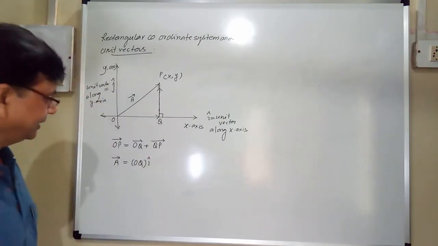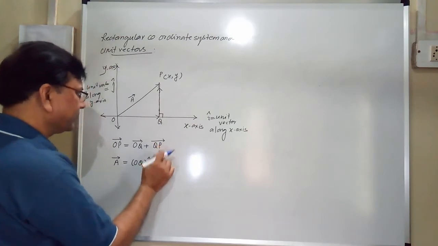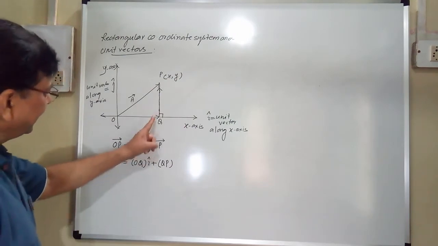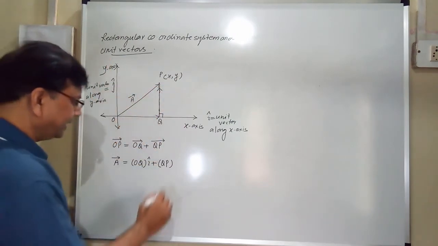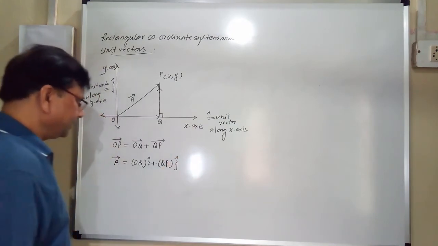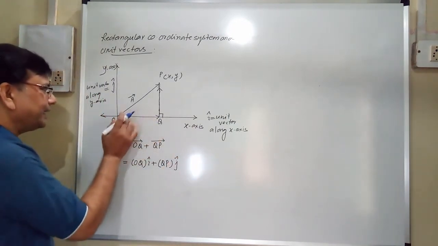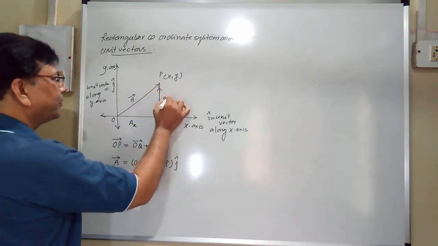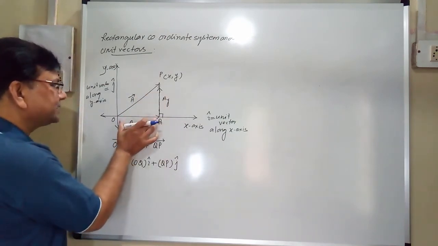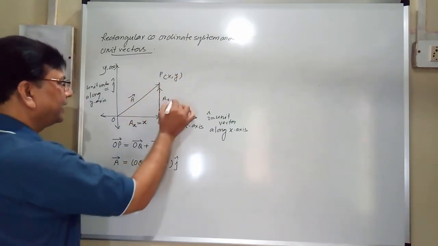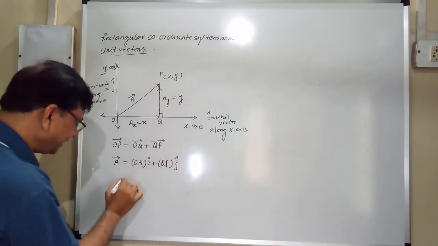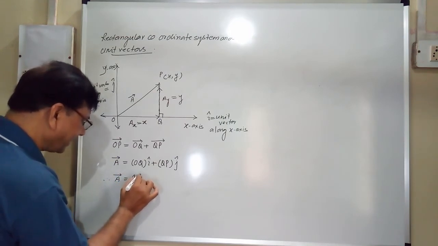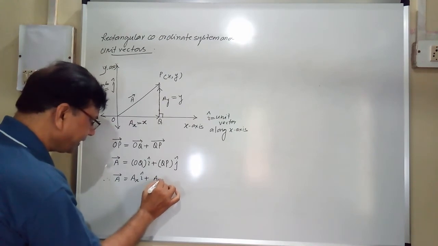You can write this plus QP vector means QP, this length, and unit vector along this is J. So we will write J, and let this length be represented by AX, suppose, and this length by AY, suppose. Of course, AX is equal to X over here, and this is equal to Y over here. Therefore, vector A is equal to AXI plus AYJ.